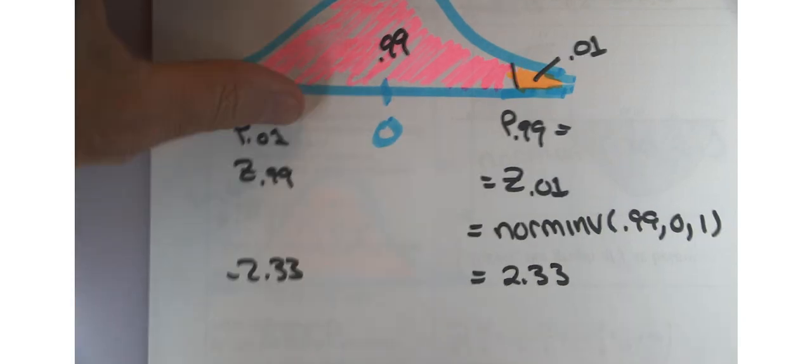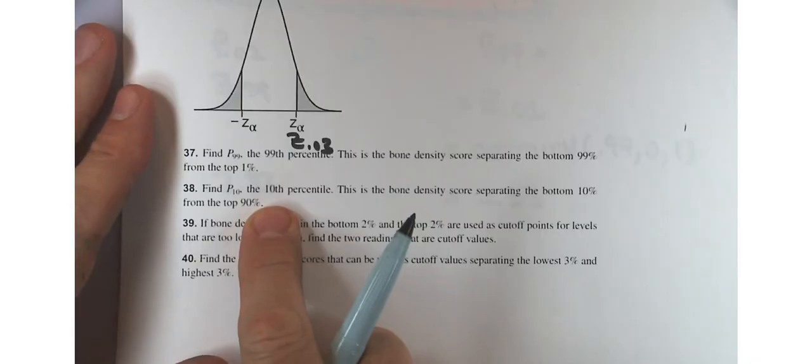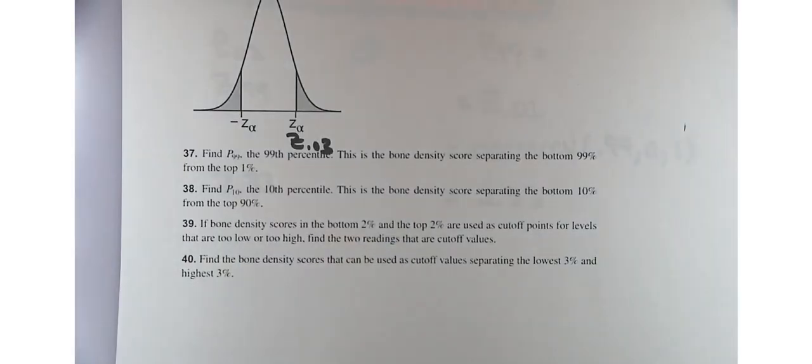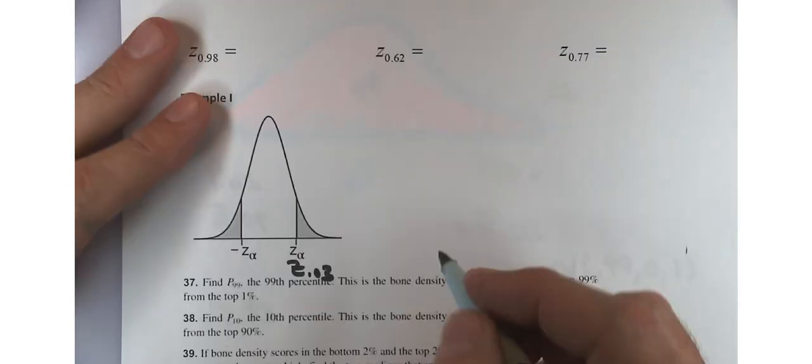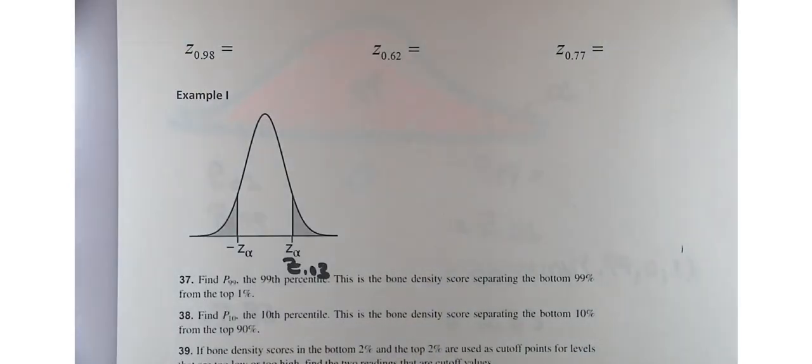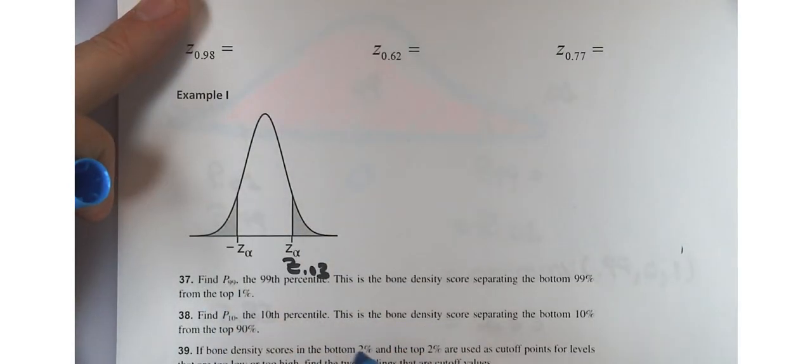Okay, let's do one last one here. Find the 10th percentile. So this is the one that separates the bottom 10% from the top 90%. This is not necessarily the place you want to be if you want bragging rights in a race, right? So 10th percentile. Let's see if we can do that one. I'm just going to draw it right here. That one's going to be problem 38.